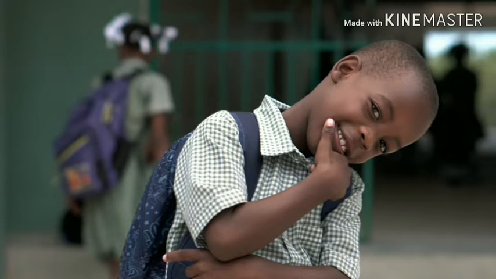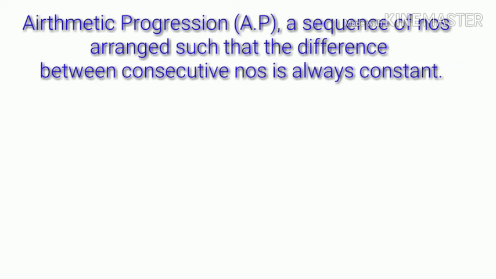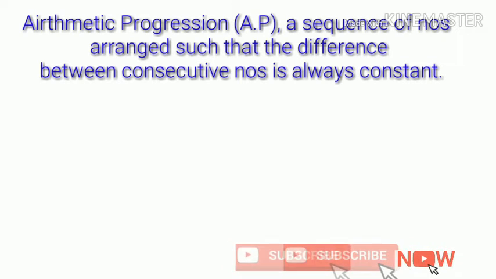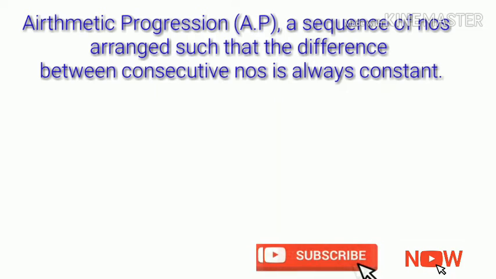So let's get started. Let's define arithmetic progression. It's also called AP in short. It is a sequence of numbers arranged such that the difference between any two consecutive numbers is always constant.